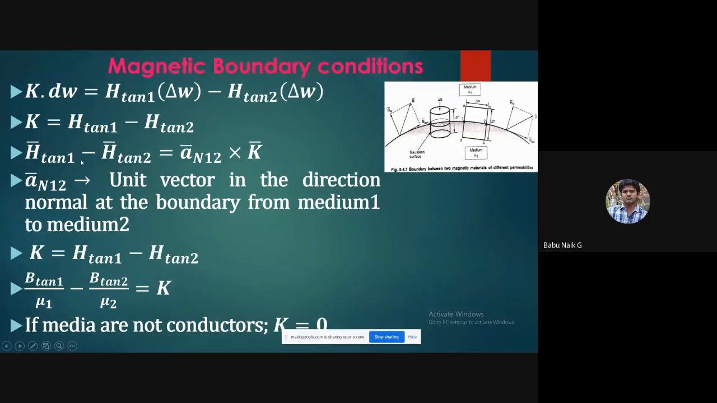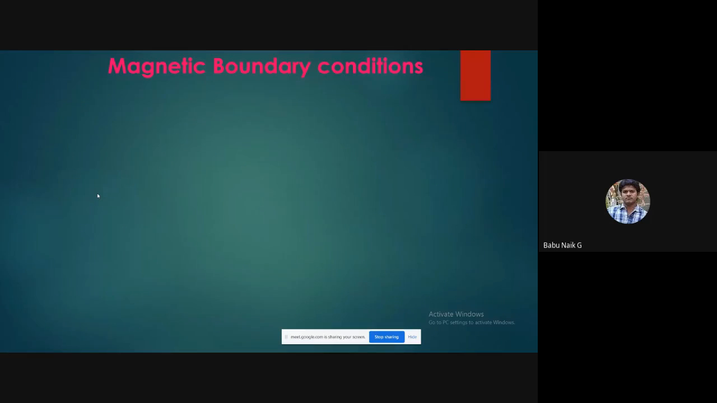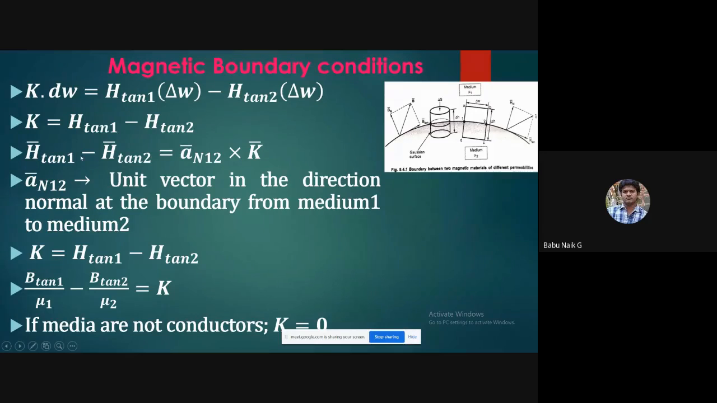And then further you can write it in vector direction, H tangential 1 and H tangential 2. Okay, so H tangential 1 minus H tangential 2 is equal to a cap N12 cross K bar, where you can consider any coordinate system. This is the magnitude of this unit vector, the direction on the boundary condition between medium 1 and medium 2, which is the unit vector in the direction of the normal from medium 1 to medium 2.